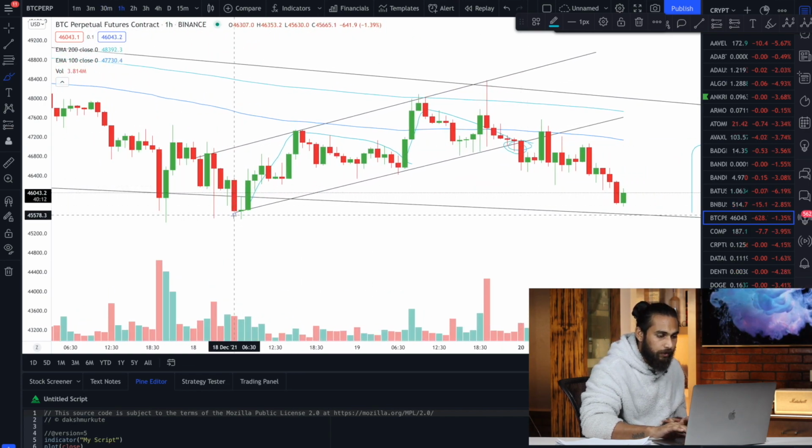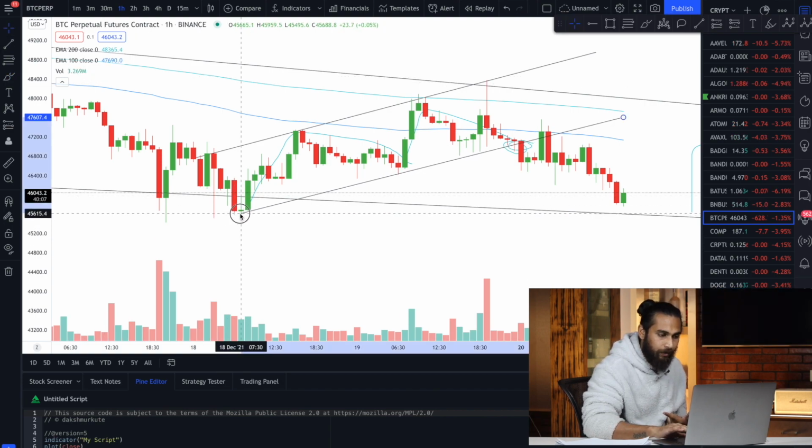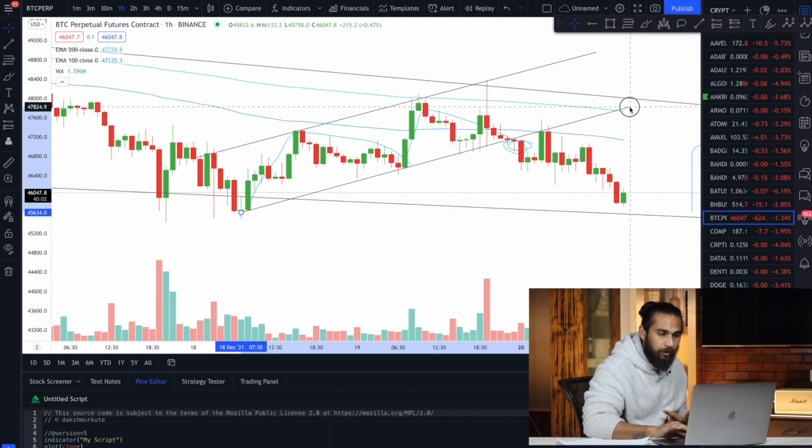So what you have to do here, first of all, whenever you draw patterns, you have to exclude wicks. So join the starting body of the candle, and again here you will join the body of the candle.